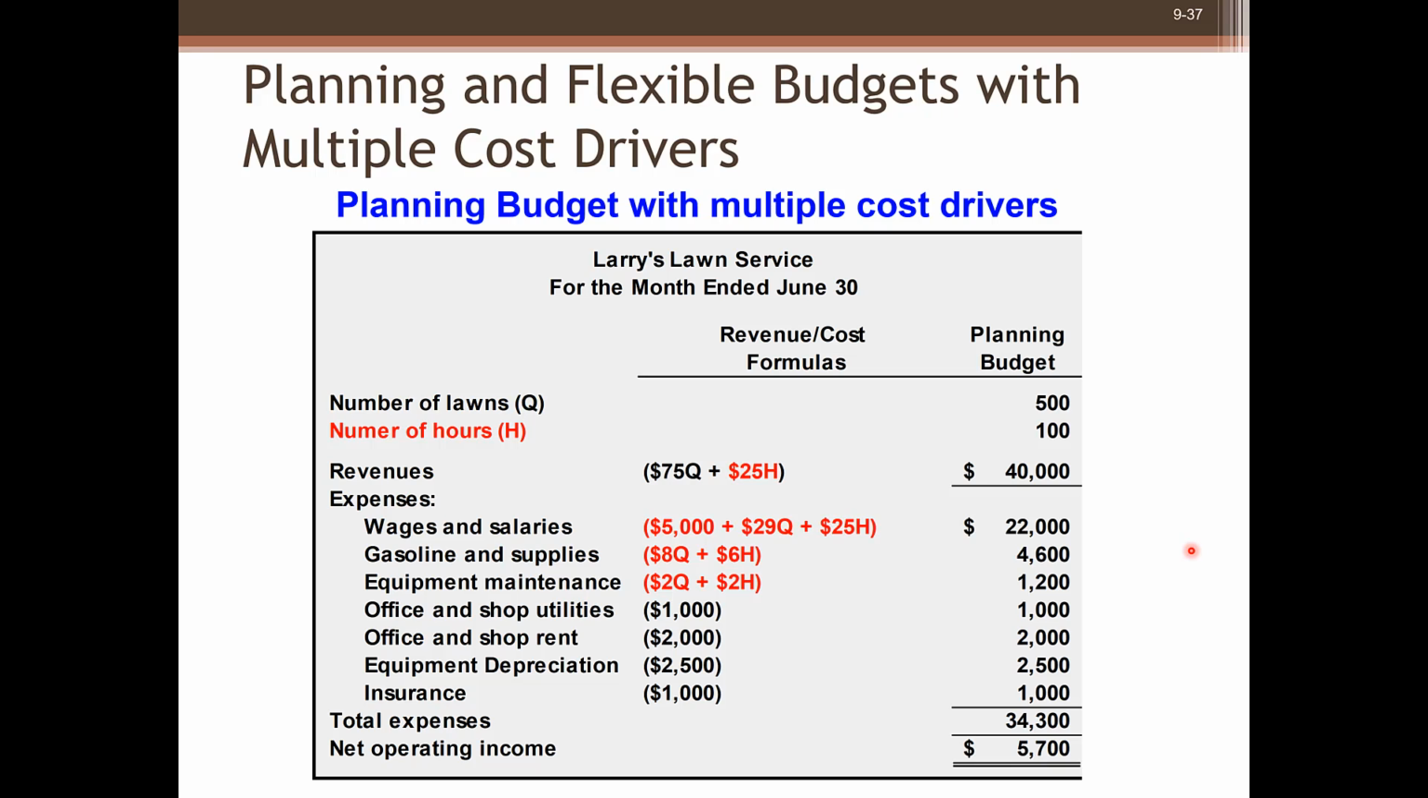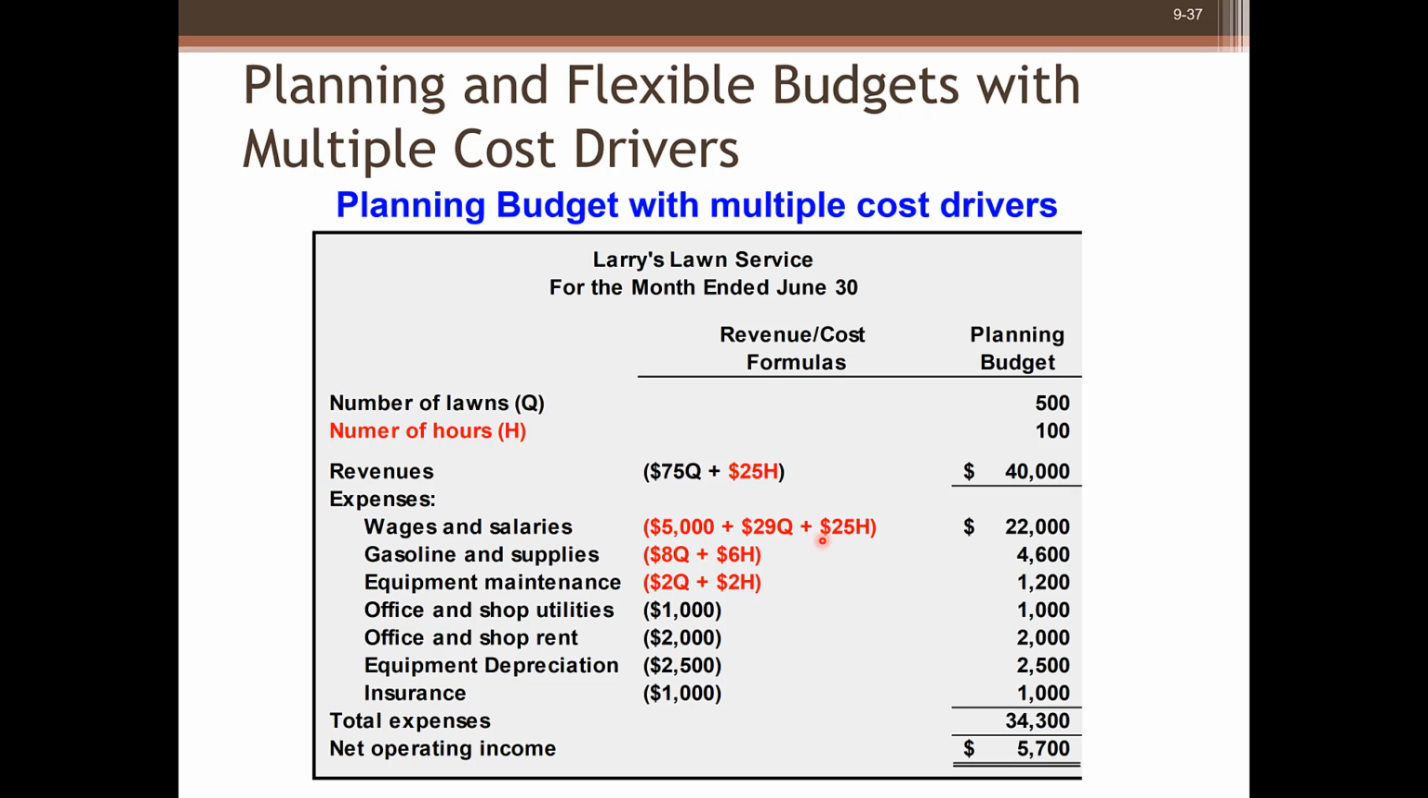This is a planning budget with two cost drivers. In addition to number of lawns, Larry added one more cost driver, number of hours spent on edging and trimming. The planning budget is prepared based on the planned level of activity. Here, 500 lawns mowed and 100 hours spent on edging and trimming. The new revenue formula is $75 multiplied by number of lawns, Q, plus $25 per hour. Total revenue would be $40,000.